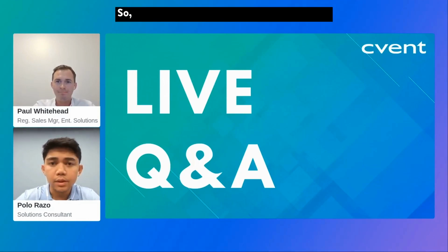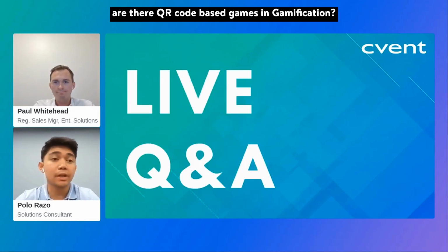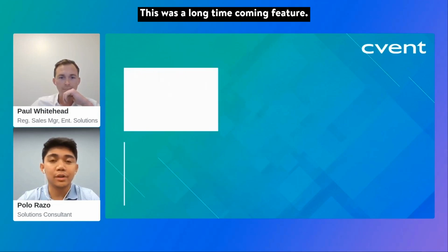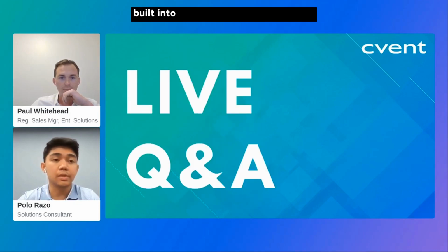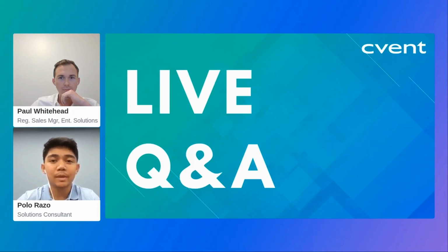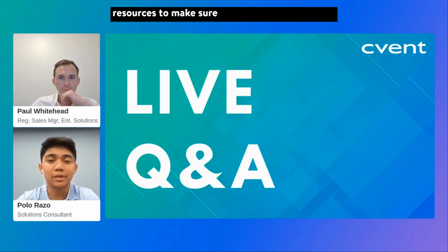Thanks, Paul. So the first question we're going to tackle here is, are there QR code-based games in gamification? For those that have not recently used the event app, this is now actually available. This was a long time coming feature. We now have QR code-based games built into the Attendee Hub event app. So anything from a scavenger hunt type of functionality to scanning in to specific exhibitor booths, for example, attendees are going to be able to scan those QR codes as well as enter in a manual code to then earn points based on those actions and gamification. It's a very recent release, super excited about it, and be sure to contact your Cvent resources to make sure you can access that.